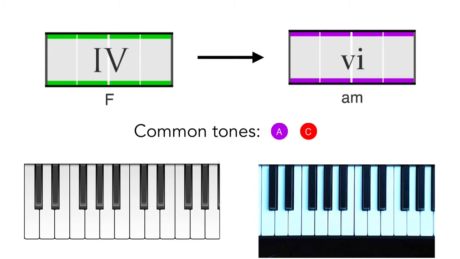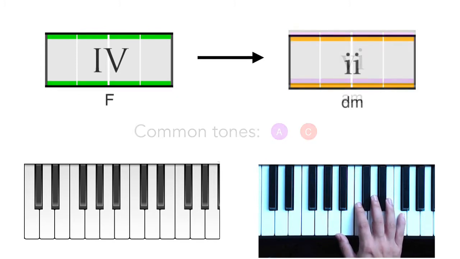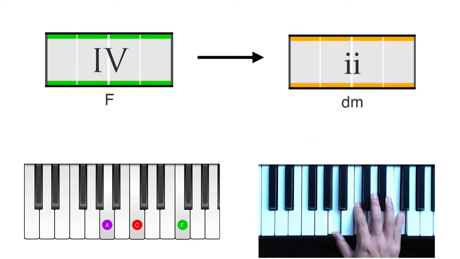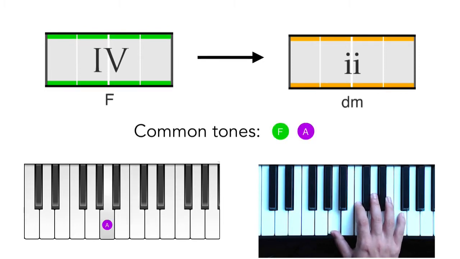Let's do another one. Let's do 4 to 2. Common tones are 6, A, and 4, F. So the only finger that needs to move is our pointer finger.